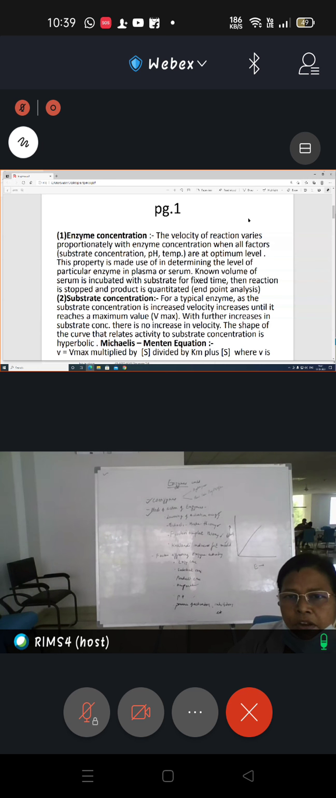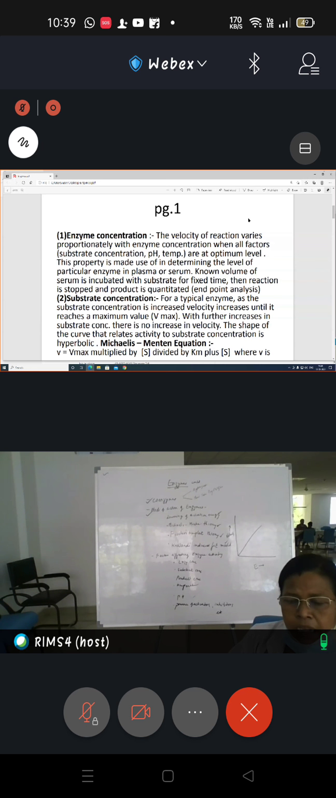So the velocity of reaction varies proportionately with the enzyme concentration when all the factors, that is the substrate concentration, the pH, the temperature are at optimal level. And this property is made use of in determining the level of a particular enzyme in plasma or serum.